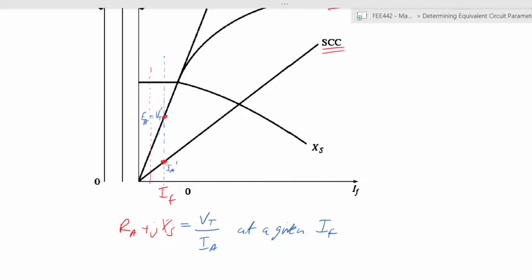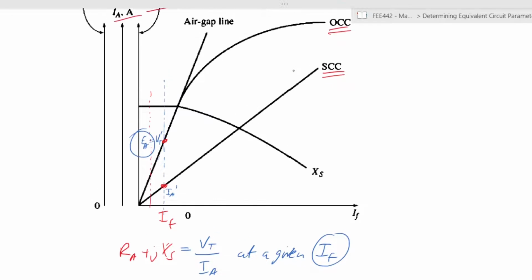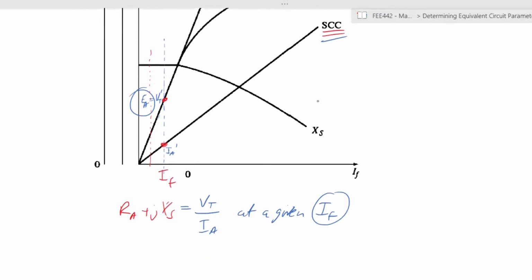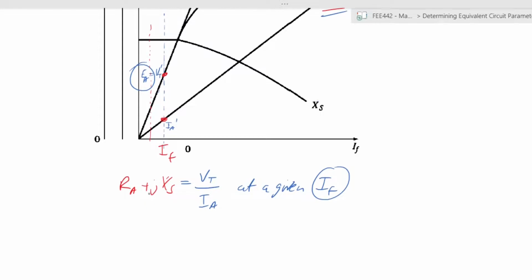Remember that if you hold the IF constant, your internal induced voltage EA will be the same in both cases. But because the two loads are different, meaning you have open circuit or you have short circuit, you get two different results. In short circuit, you're only looking at the internal loads. The only load that you have is the internal impedances. So that would give us this relationship.